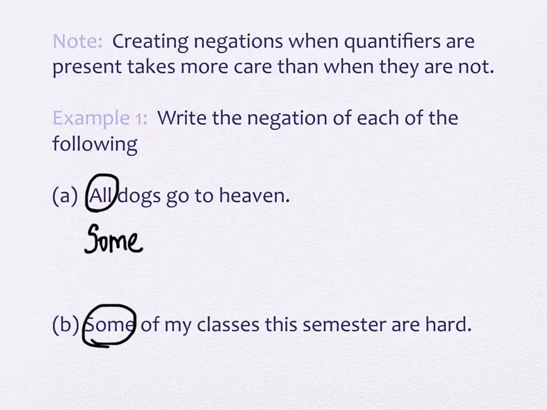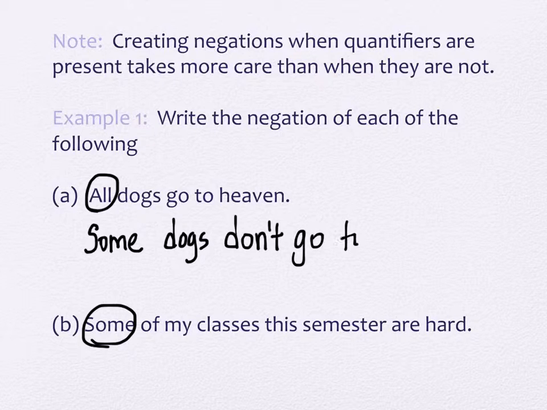Now we need the opposite. All dogs go to heaven. So what would be? Some dogs what? Don't. Some dogs don't, do not, however you want to say it, but it's the opposite. Don't go to heaven. Would it be correct to say, as an opposite, some dogs go to hell? Is that the opposite, or well, that's just really random?